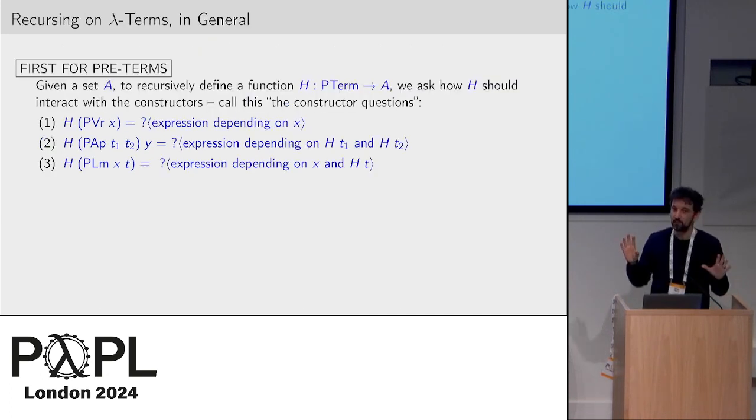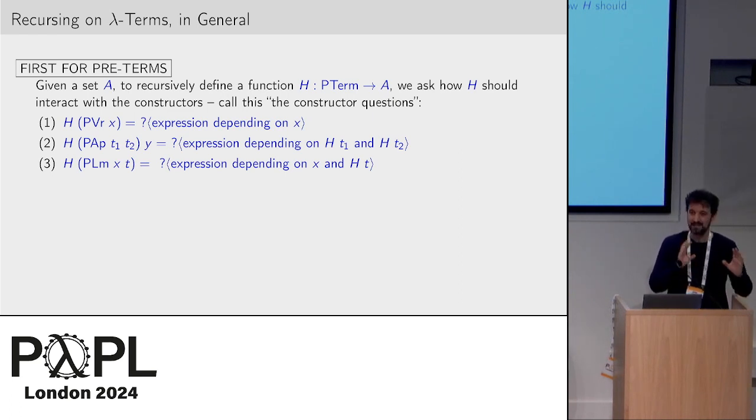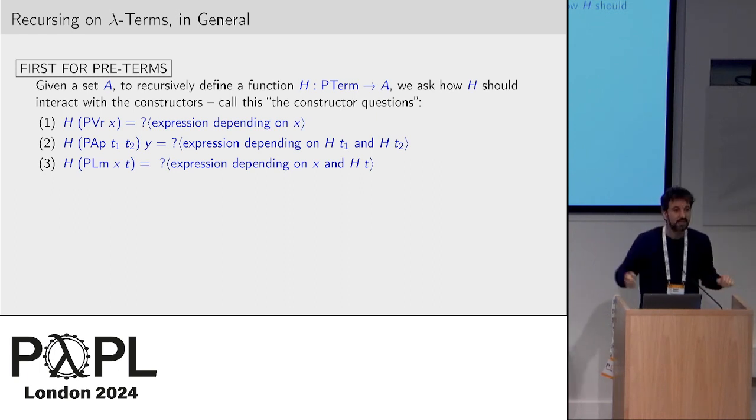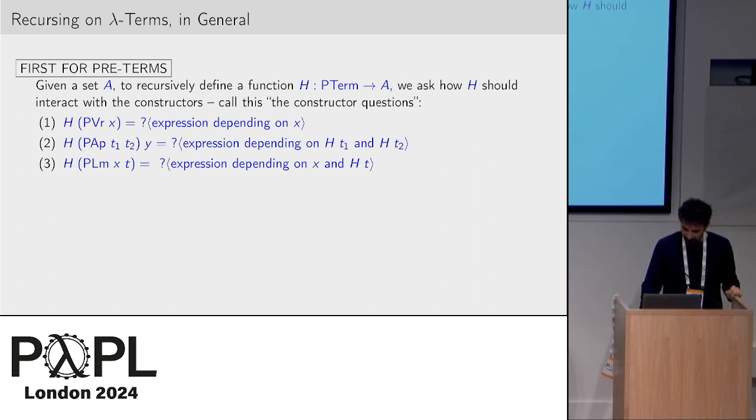Okay, so let's look at the situation a little bit more abstractly. So let's say, first let's look at a completely free data type, the data type of preterms. These are not yet quotiented to alpha equivalence. So let's say that we want to define a function h from preterms to some target domain A. Now, the normal recursive definition goes through essentially how I sketched before. So we're going to ask these questions. How does our intended function structurally interact with the constructors? So we ask what I will call the constructor questions.